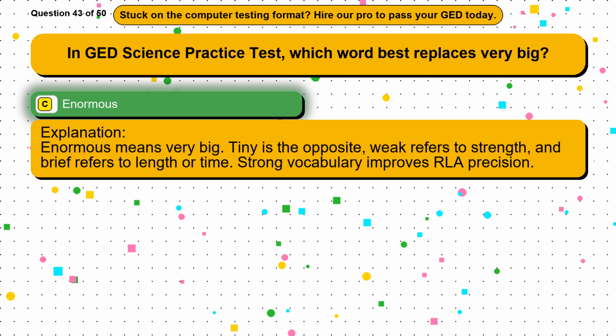Enormous means very big. Tiny is the opposite, weak refers to strength, and brief refers to length or time. Strong vocabulary improves RLA precision.